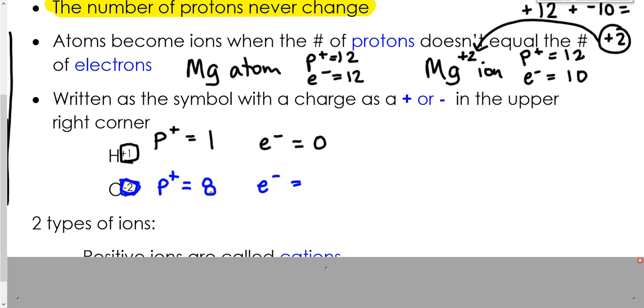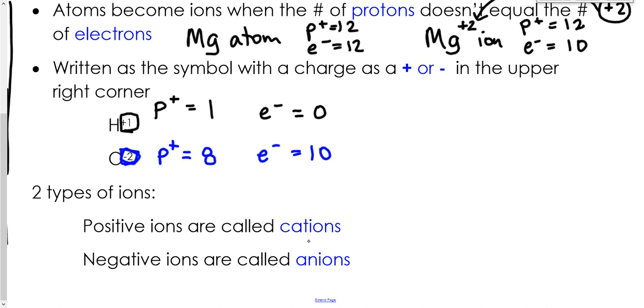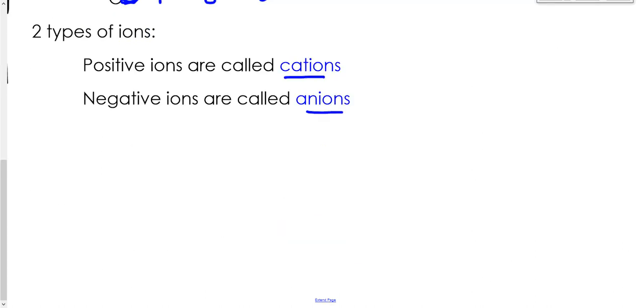So 2 more negatives, 2 more than 8 is 10. Okay, so we'll do some more examples in a minute. But first, names. If we have a positive ion or a negative ion, they also have names specific to that. So a positive ion is called a cation, and a negative ion is called an anion. And there's kind of a silly little way to remember this.